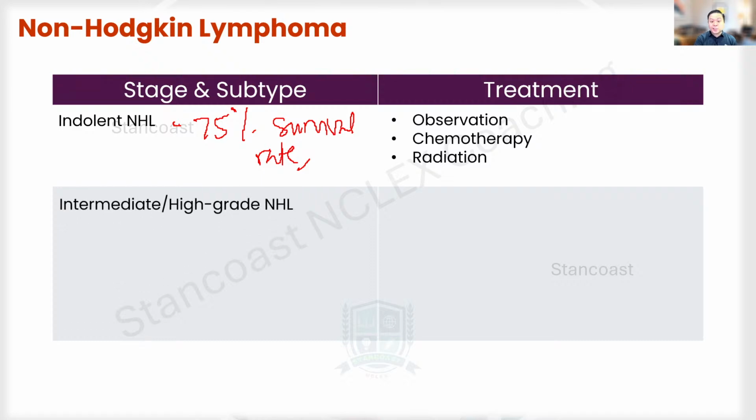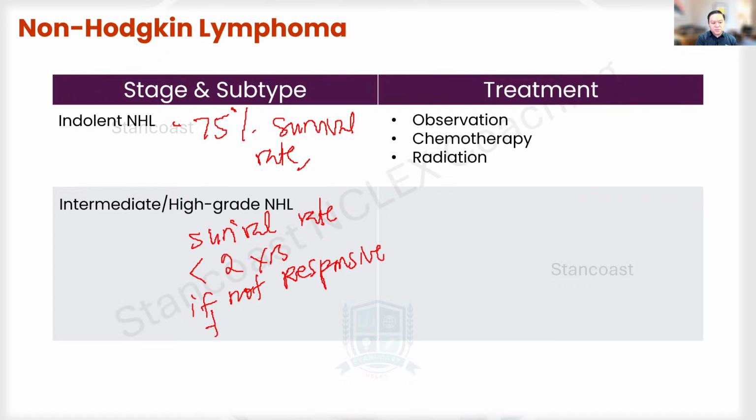There's also the intermediate and high-grade NHL, which is going to require the more aggressive type of chemotherapy. And the survival rate here for this person with the high grade or the intermediate will be less than 2 years if they are not responsive to the therapy. Less than 2 years if not responsive to the chemo. Very shortened lifespan, 2 years.